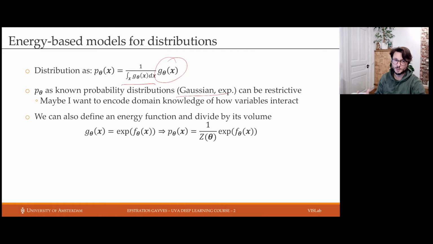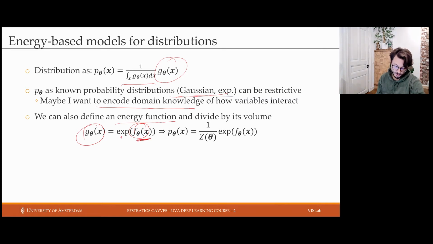exponential, etc., that's okay. However, that can be quite restrictive in the sense that we might want to encode in our model definition some domain knowledge that I'm pretty sure would be very important for the modeling of my problem, and it just doesn't fit with one of my probability distributions. So what we can do in that case is define an energy function and divide by its volume, and we can do that by defining our function g to be the exponential of that energy function.